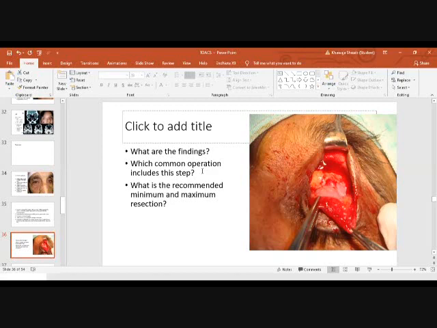There is another approach, and that is called the conjunctival approach, or the posterior approach. So what are the differences between the two? The height is the same in both procedures, but the contour of the lid is better with the posterior approach.